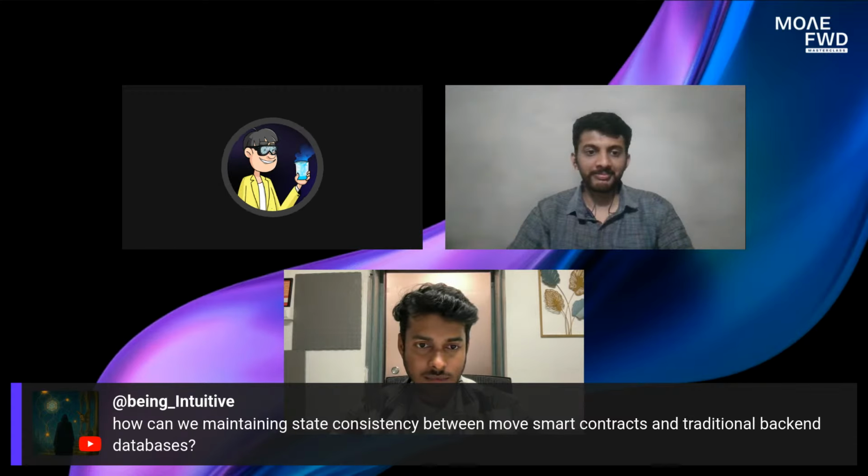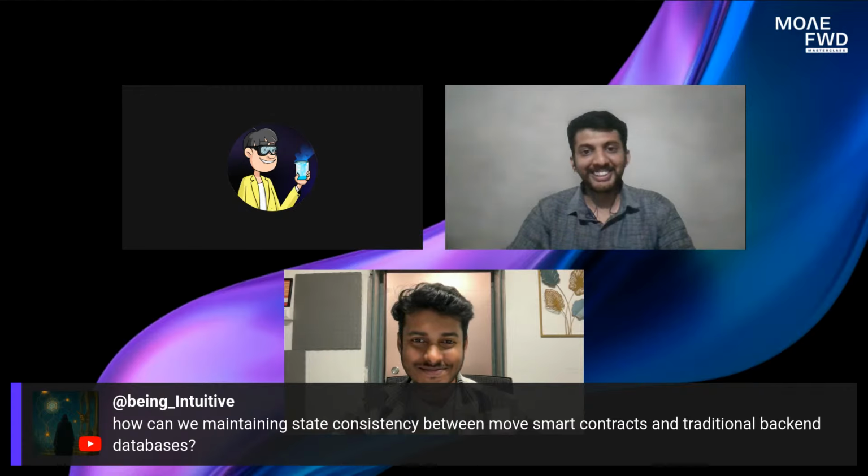And then we have a second question. By the way, being intuitive has been praising Darshan a lot. The question from him is, how can we maintain state consistency between Move smart contracts and a traditional backend database? Yes, Darshan, take it away.